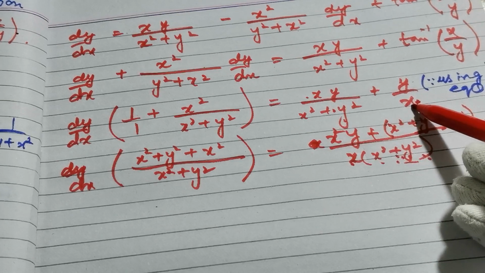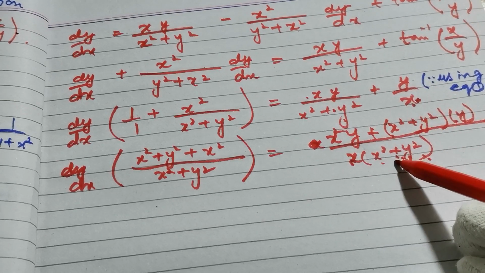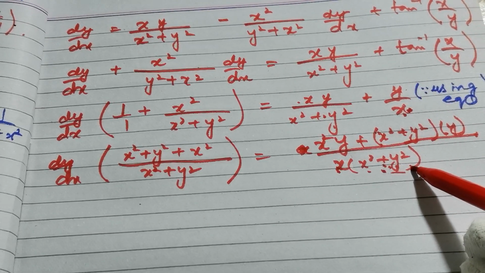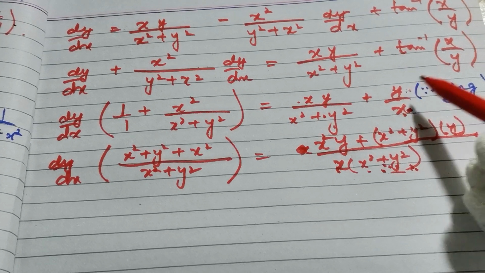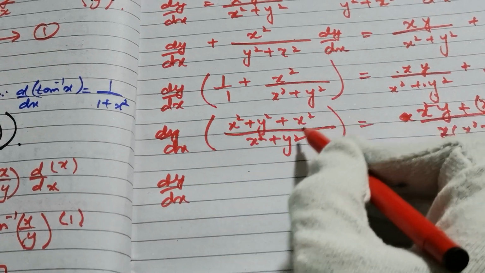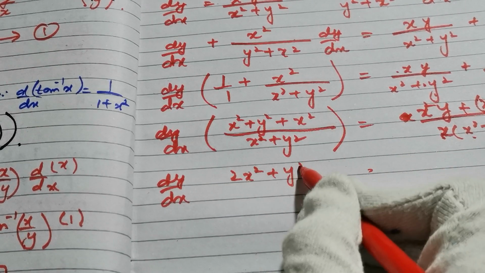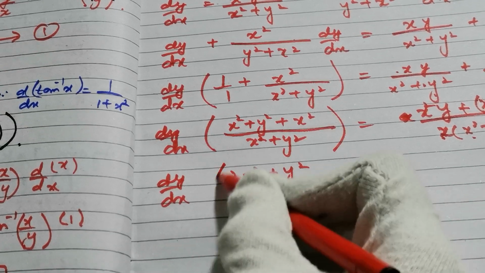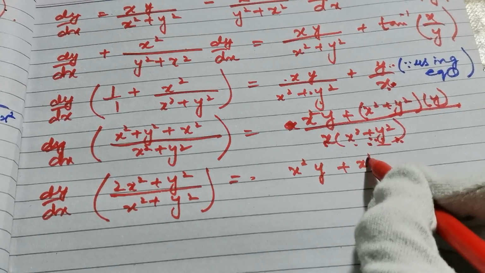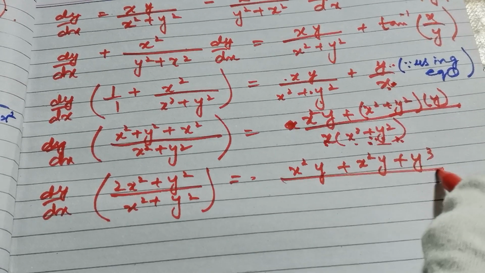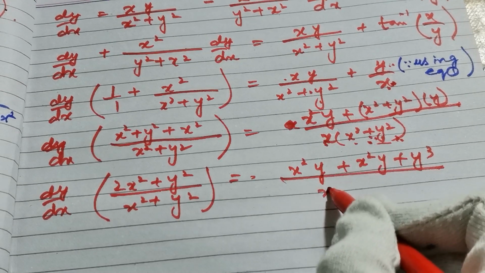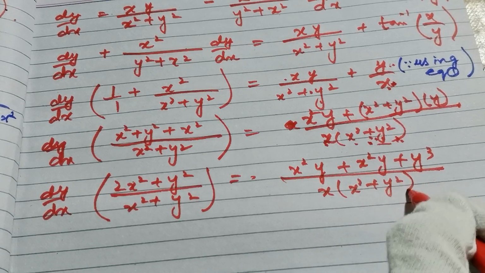Denominator is divided by denominator. When we divide, x and x cancel, this is left, and the answer is multiplied by the numerator. The numerator is y. Now dy/dx as it is, x squared plus x squared becomes 2x squared plus y squared, divided by x squared plus y squared. Now x squared y plus x squared y, and x squared y plus y cubed, divided by x into (x squared plus y squared).